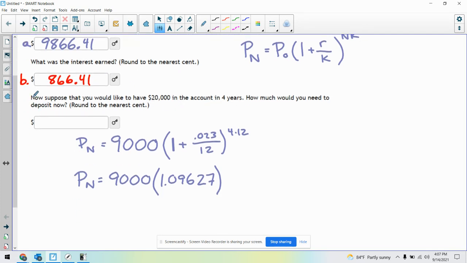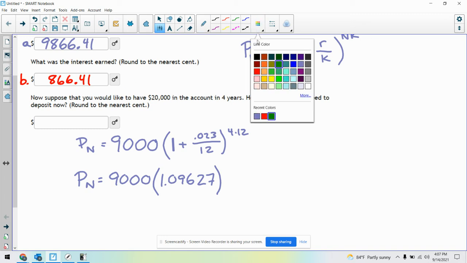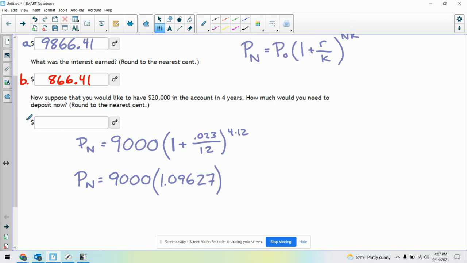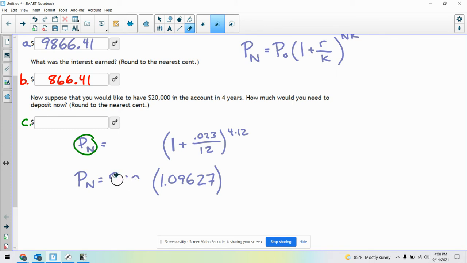Okay, now this says, we'll do this in green. Now suppose you would like to have $20,000 in the account in 4 years. How much do you need to deposit now? So now we don't know what this number is. We're looking for P sub 0. Okay, and we'll have this number. So what I'll do is I'm just going to erase all this. Everything else is exactly the same.